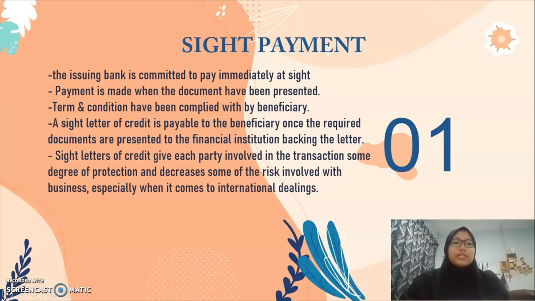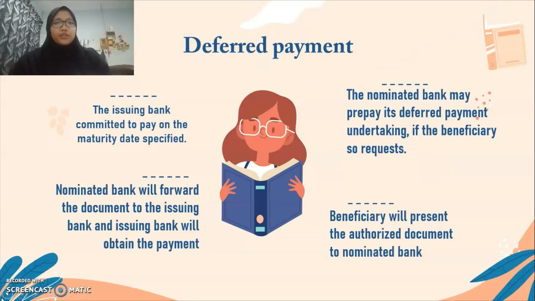Besides that, if the seller has concerns about receiving payment, they must ask for a sight letter of credit as an insurance policy, where it is generally considered separate from documents such as a purchase or sales agreement. Besides that, a sight letter of credit must be negotiated by all parties involved and can be used for national and international business. Now I will continue to present about the second payment, which is deferred payment.